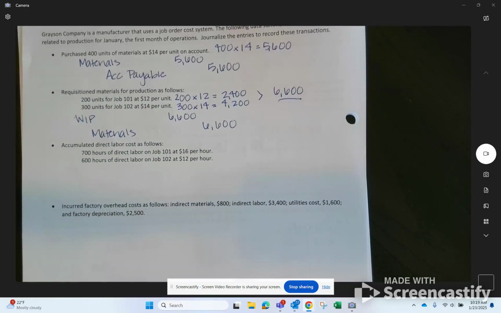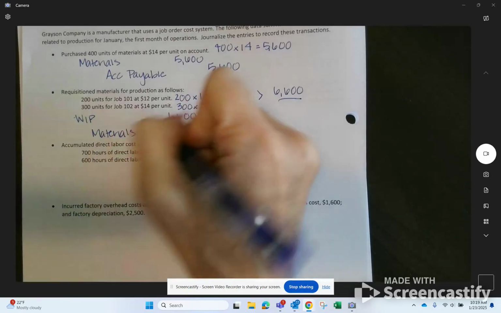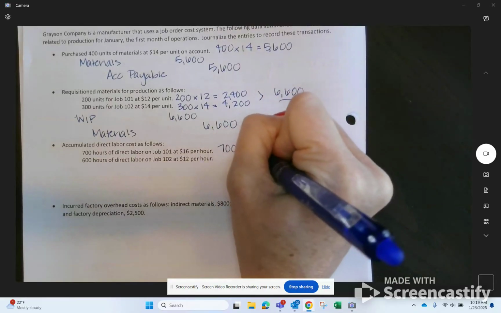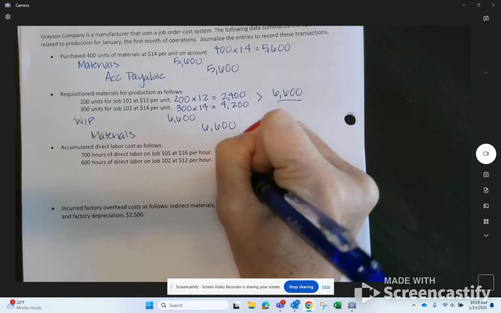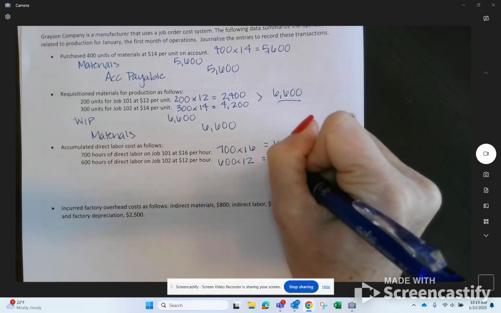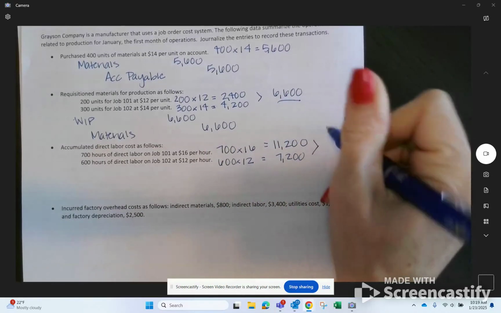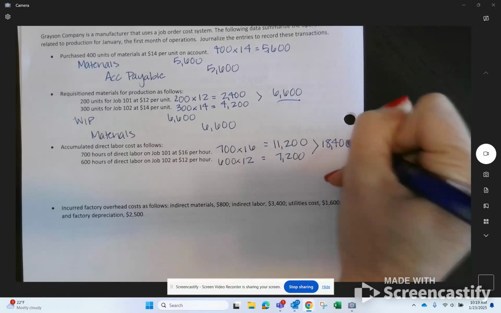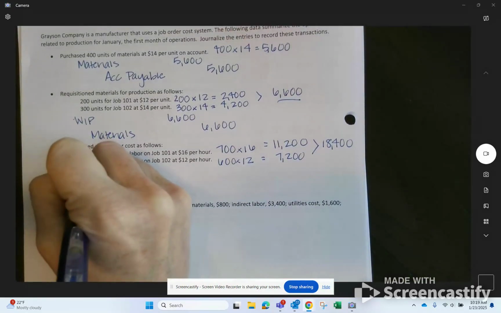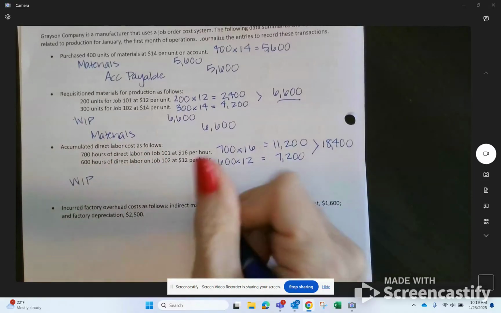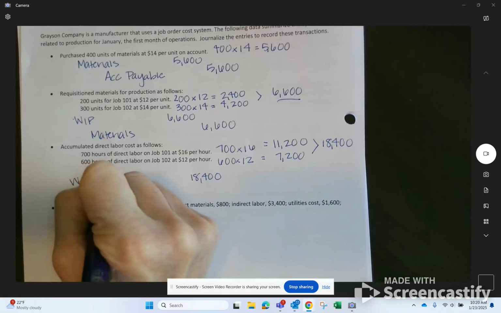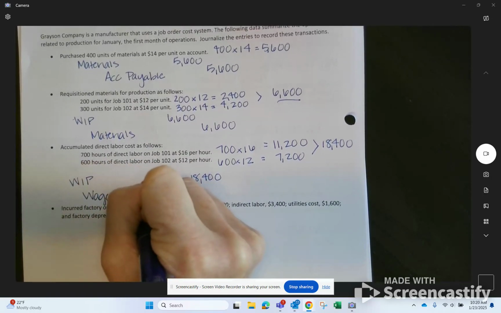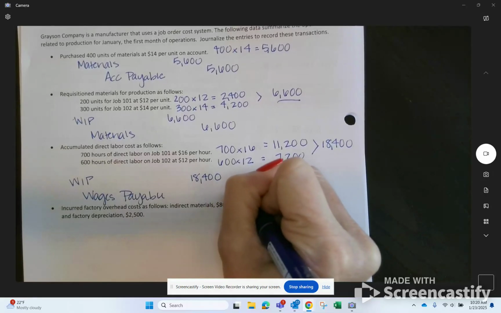Next up, direct labor costs. So just like the previous page, we accumulated direct labor costs as follows: 700 hours at 16 per hour. It's going to come out to 11,200. 600 hours at $12 per hour is going to come out to 7,200. In total, this comes out to 18,400. We'll debit work in process, 18,400. We'll credit wages payable, 18,400.